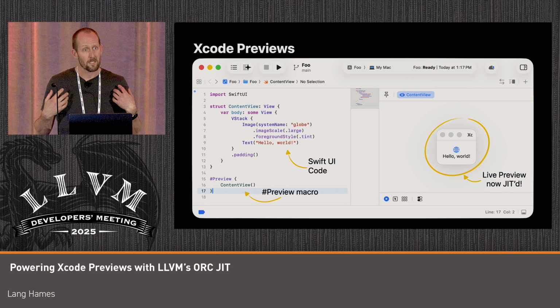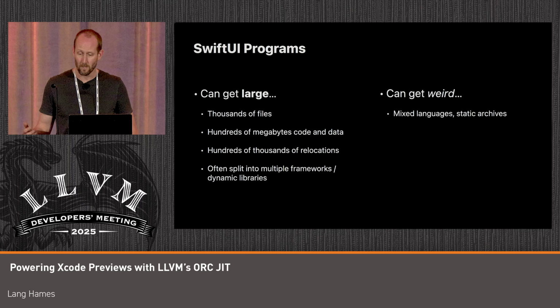So these programs can get large, thousands of files, hundreds of megabytes of code and data, hundreds of thousands of relocations. And it's common on macOS for programs to be split up into multiple frameworks and libraries, so the UI code might not all be in the main executable. These programs can also get weird, so mixed languages are very common here. You must have some Swift code to use Swift UI, but Objective-C is also very common, C and C++ also, and other languages are used too.